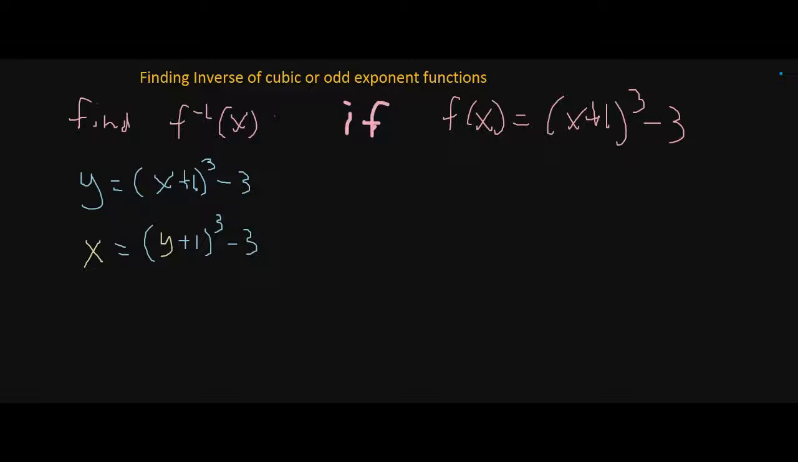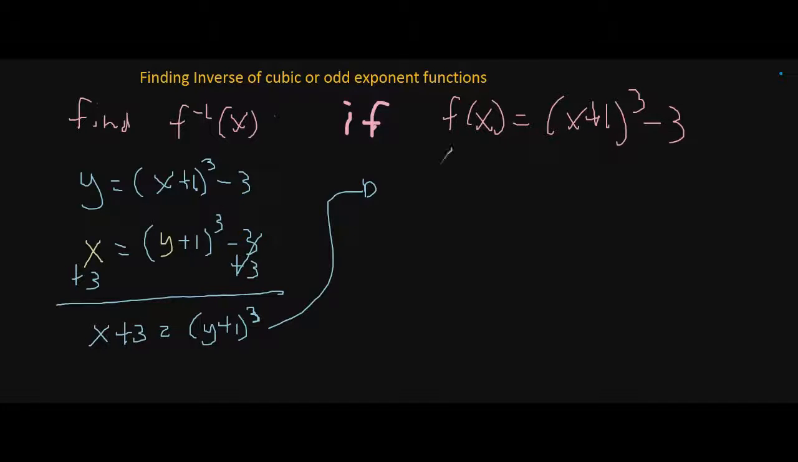Now we solve this. We always want to undo any addition or subtraction. There's a minus 3, so let's add 3 to both sides. We get x plus 3 is equal to (y plus 1) raised to the third power. Let's rewrite this up here: x plus 3 is equal to (y plus 1) raised to the third power.